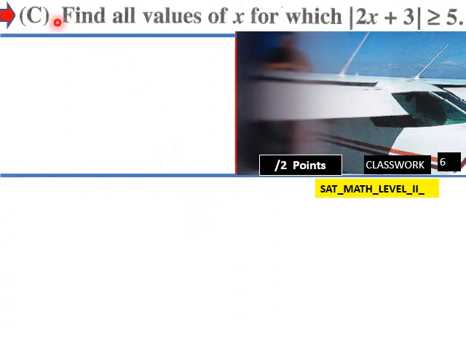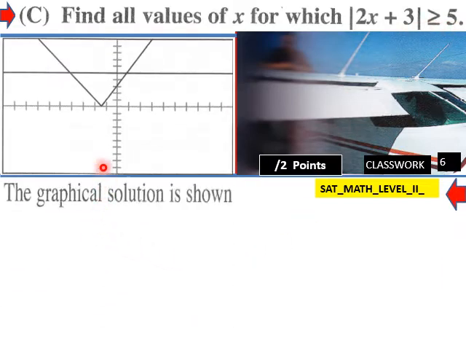And then example C: find all values of x for which absolute value of 2x plus 3 is greater than or equal to 5. So here's your graphical solution for this expression up here. And then here's your intersections here. Remember, that would be our solutions.